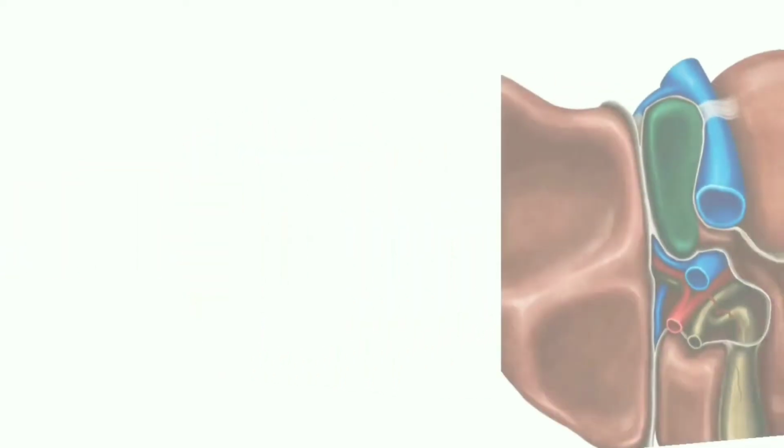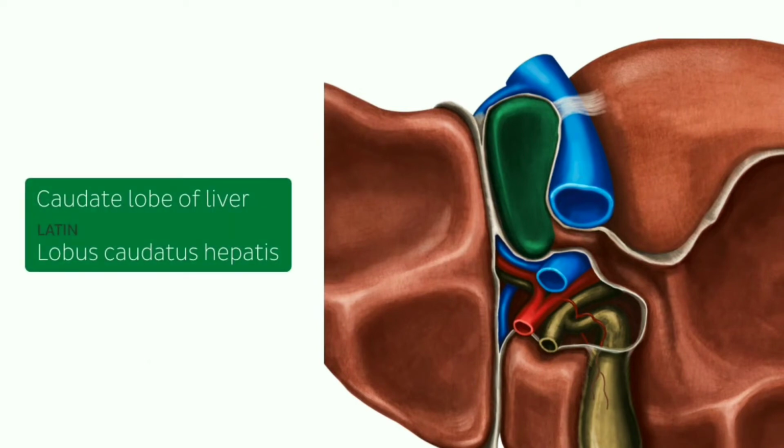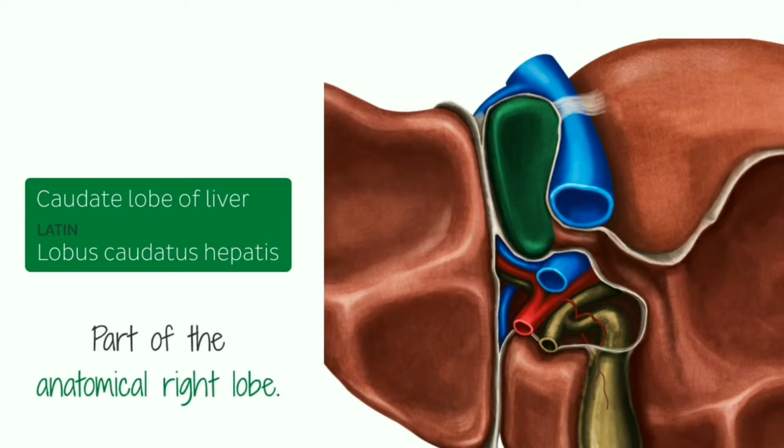Now let's look at the 2 smaller lobes that are visible on the inferior surface of the liver. The caudate lobe is considered part of the anatomical right lobe of the liver. As we can see in this image, the lobe is situated between the inferior vena cava, the hilum of the liver, and the venous ligament.